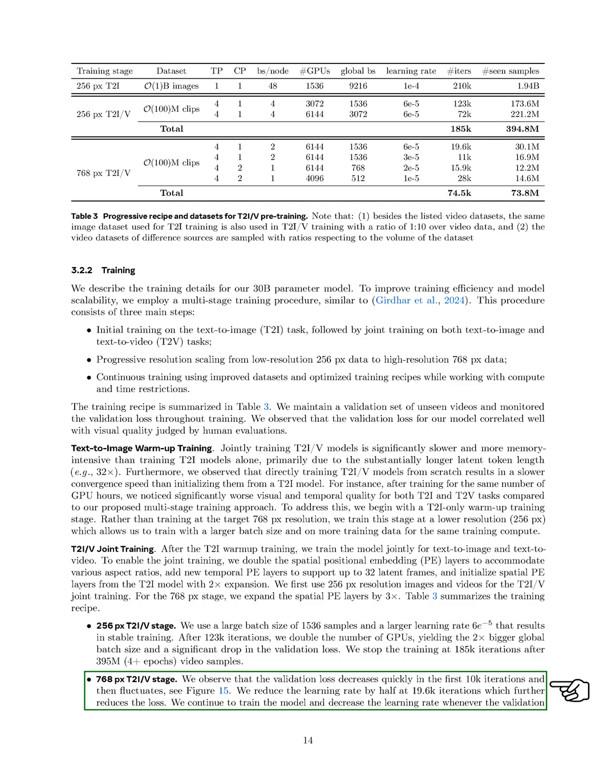In the 768 pixel T2I-V stage, we notice that the validation loss decreases quickly in the first 10,000 iterations and then fluctuates. We reduce the learning rate by half at 19,600 iterations, which further decreases the loss. We continue training and lower the learning rate whenever the validation loss plateaus.